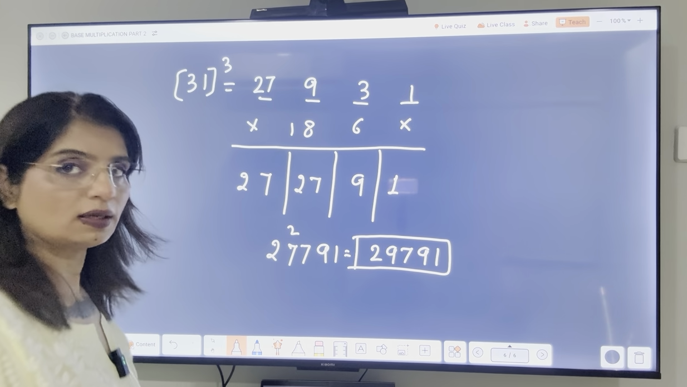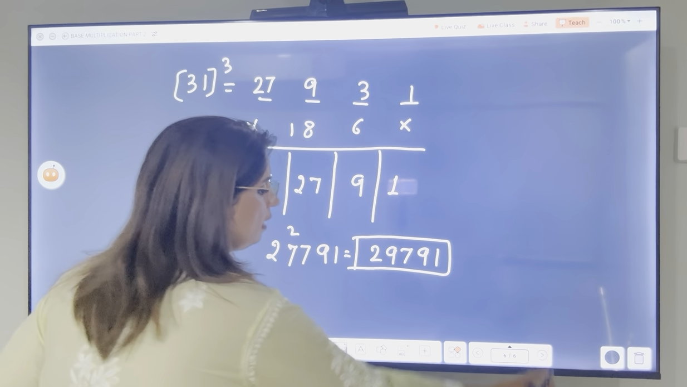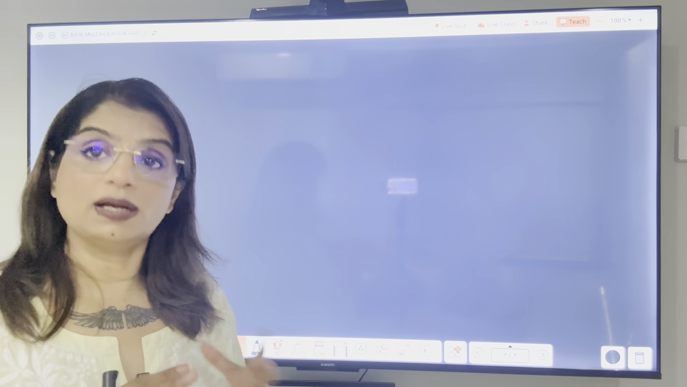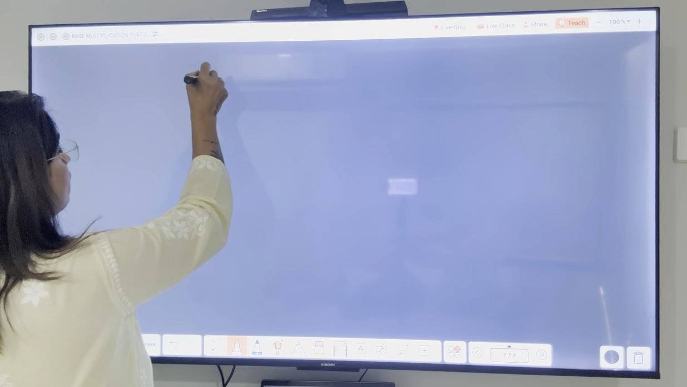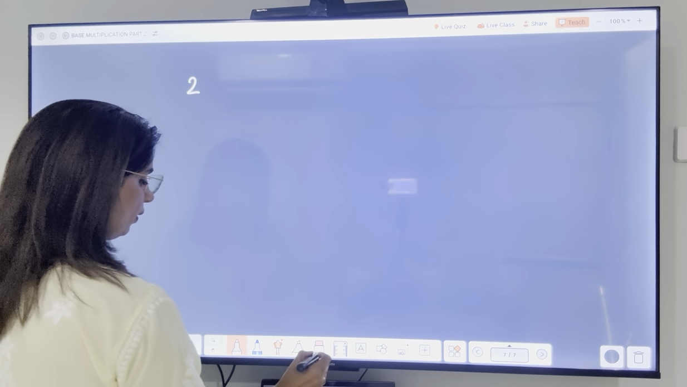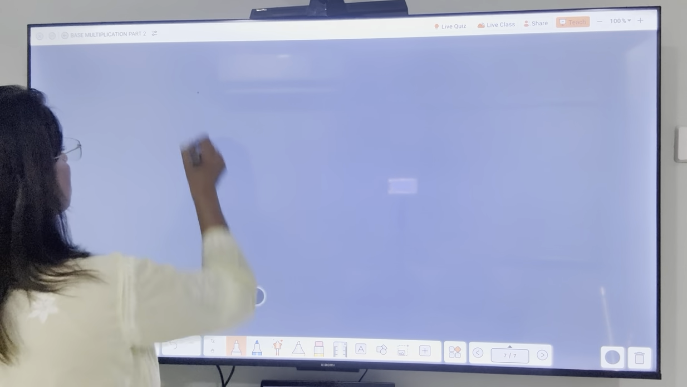It is much faster than multiplying the numbers with each other. Trust me on this. All right. Let's see when the numbers are double digits like 22, 33 and so on. Let's see how to cube 22. All right. So we are going to see numbers which are double digit.